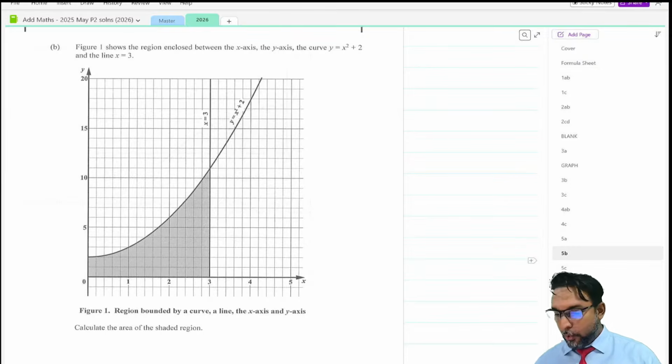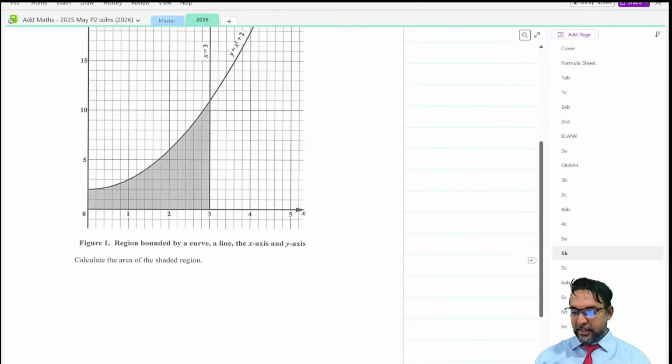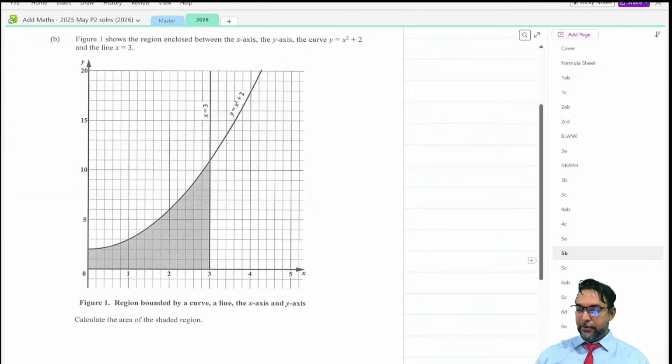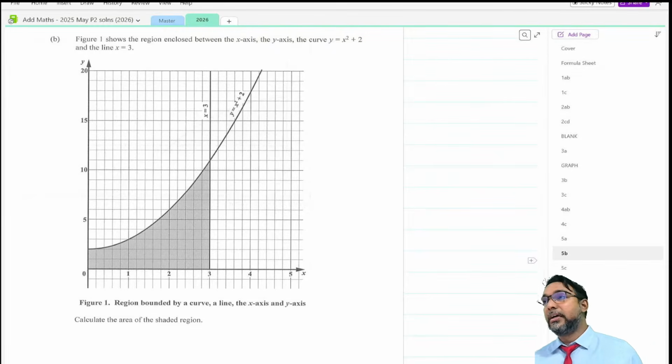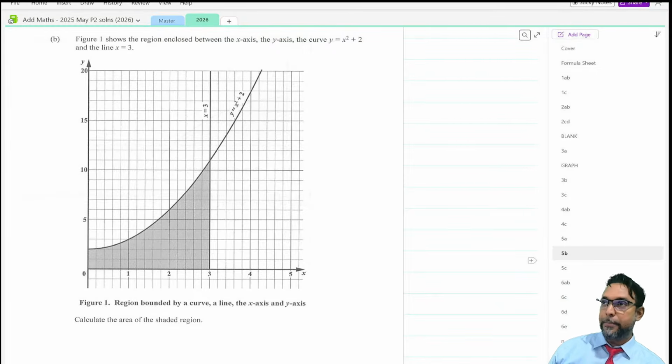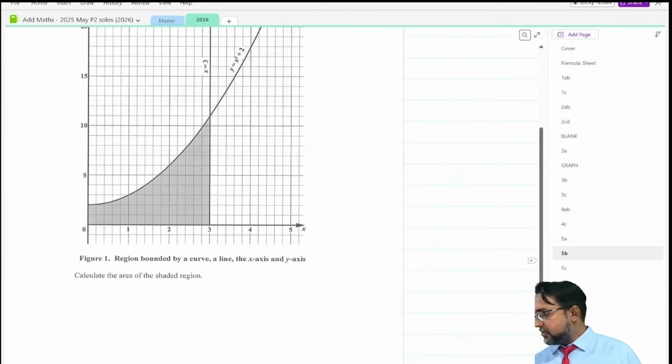Right, sorry. So figure 1 shows the region enclosed between the x-axis, the y-axis, and the curve x squared plus 2. Did we do x squared plus 2 yesterday, or was it x squared plus 1? One of them. Anyhow, and the line x equal to 3. Calculate the shaded area. Well, that's just the integral of the function between limits 3 and 0. And the good thing about having a lower limit of 0 is that it just cancels the entire bracket to 0. So you really only have one substitution to do. Well, simplification.